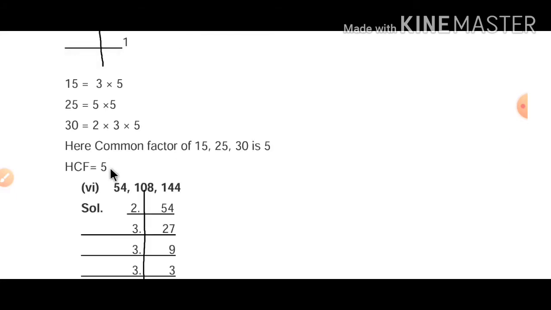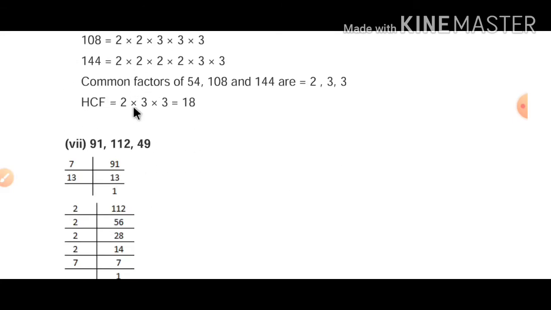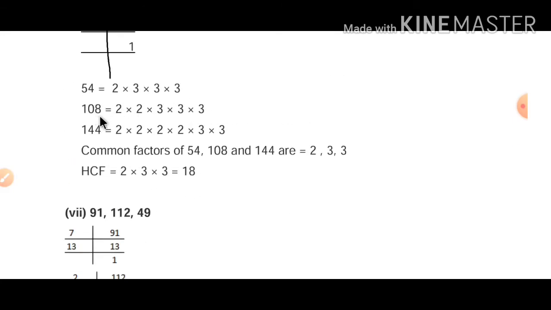As you have already learned how to find LCM and HCF in your previous classes, you can find it easily. Now write the factors of all the numbers. The factors of 54 are 2 multiply 3 multiply 3 multiply 3. Then factors of 108 are 2 multiply 2 multiply 3 multiply 3. In the same way you have to write all the factors of 144.